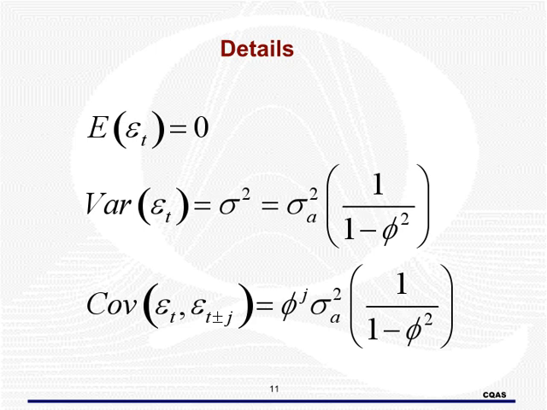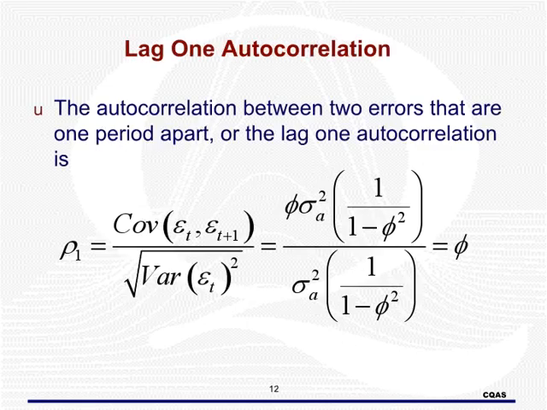The variance and covariances in this case are more complicated because we have lost the independence assumption. The correlation between two errors that are one period apart is just the ratio that you see on the screen. Notice that everything cancels except the autocorrelation parameter. This means that the autocorrelation function for time periods that are one period apart is just the autocorrelation parameter itself.